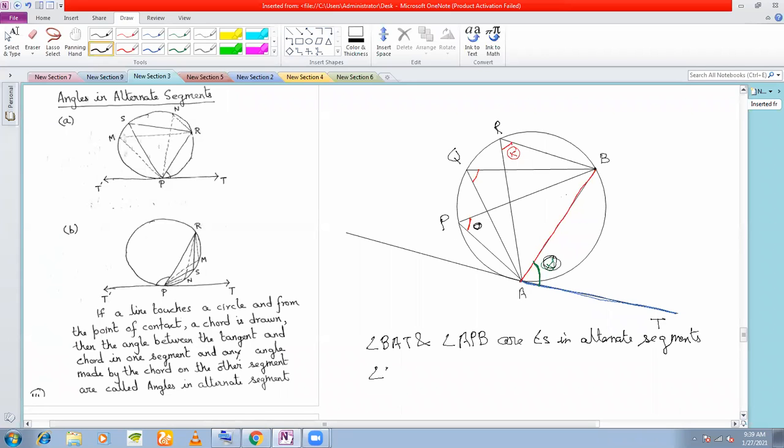Also, you can say angle BAT and angle AQB are angles in alternate segments. This time I'm talking about this angle and this angle. Similarly, angle BAT and angle ARB are angles in alternate segments. This time I'm talking about this angle and these angles. So all these pairs of angles are called angles in alternate segments. I will continue in the next class.